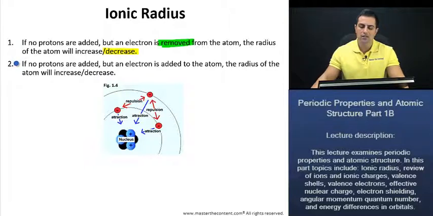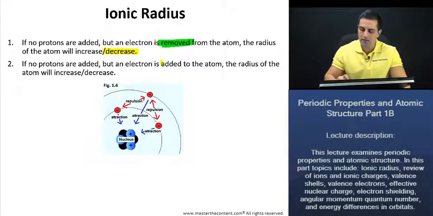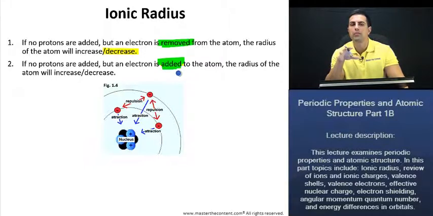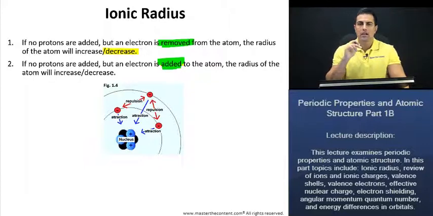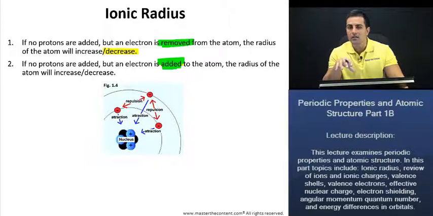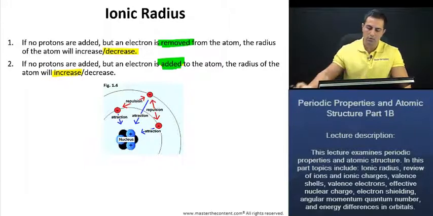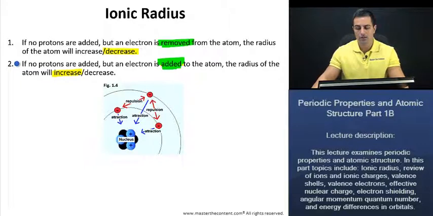Now, how about in number 2? Let's take a look at this scenario. If no protons are added, but an electron is added to the atom, the radius of the atom will increase or decrease. Now, once again, we see that there's no change with the attractive force. But what's happening with the electrons? An electron is being added to the atom. Now, if we add an electron to the atom, it's going to push those electrons farther from the nucleus. Thus, that's going to increase that atomic radius. And if it increases that atomic radius or ionic radius, we can say that if no protons are added but an electron is added to the atom, the radius of the atom will increase.